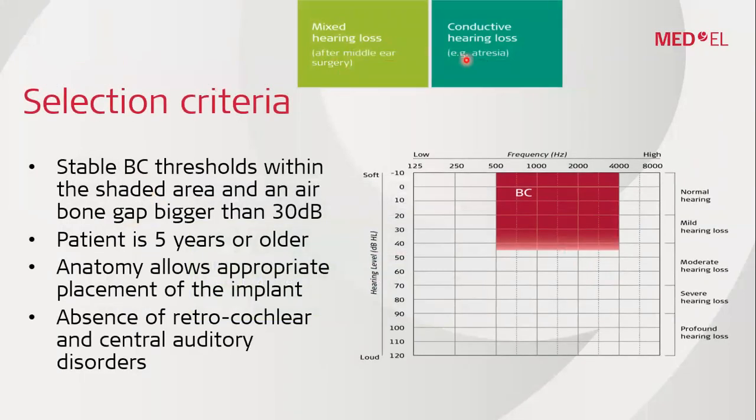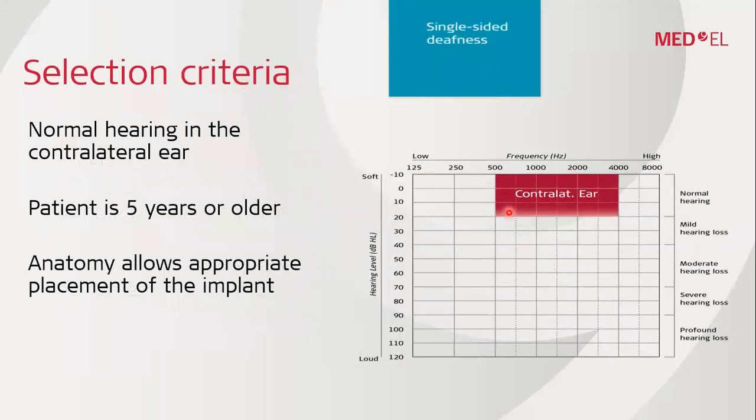For mixed and conductive hearing loss, the bone conduction thresholds should be within this shaded area, so up to 45 dB, and the air-bone gap should be more than 30 dB. The patient should be 5 years old or older. The anatomy should allow the placement of the implant or the floating mass transducer. And finally, the patient should not have any retrocochlear or central auditory disorders. This was regarding the mixed and conductive hearing loss candidates. And for single-sided deaf patients, the other ear, or the contralateral ear, should be completely normal. And the patient should be 5 years or older, and the anatomy should allow the placement of the implant.